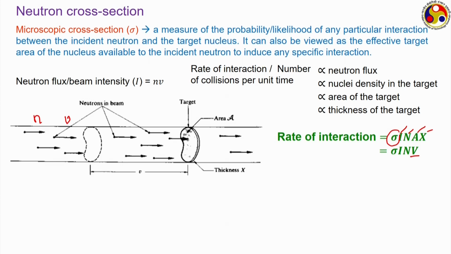Then what will be the dimension of this? Let us see first. The dimension of interaction is the number of interactions per unit time, so its dimension is 1 upon T. We are looking to get the dimension of sigma. So I, as we have already seen, has a dimension of number of neutrons per unit area per unit time, and N is the number of nucleus per unit volume, which multiplied by the volume makes it dimensionless.